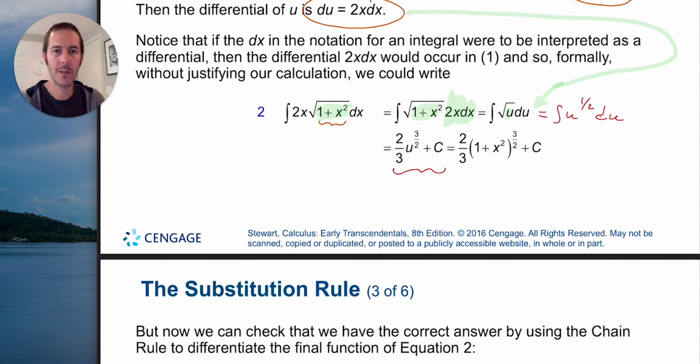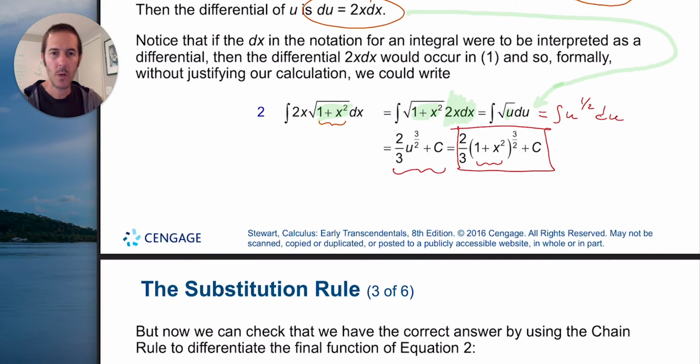Don't forget to put plus c, that is your unknown constant value. And then, now that the integration is done, or we found the antiderivative, in terms of u, we need to back substitute, replacing the value of u with 1 plus x squared. Don't forget your plus c, and you've got yourself a final answer.